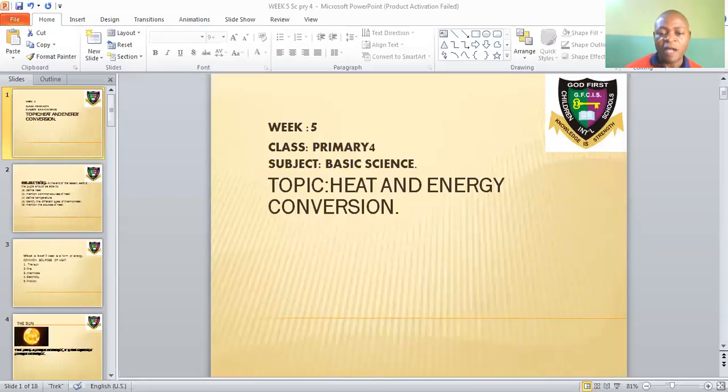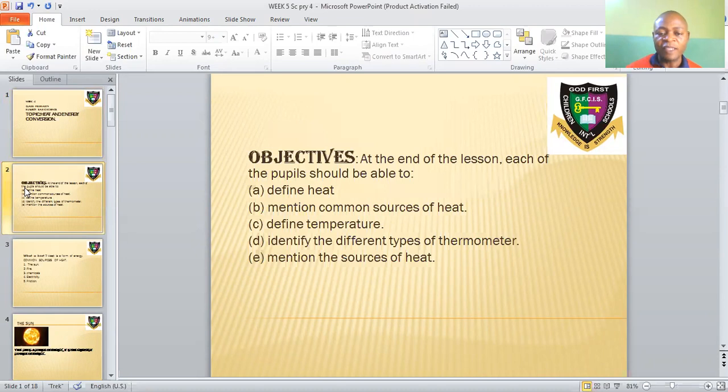Now, the topic before us in science today is heat and energy conversion. What do I call it? Heat and energy conversion. The objective of the lesson is that at the end of this lesson, each of you should be able to define it, mention common sources of heat, define temperature, and identify the different types of thermometer we have.